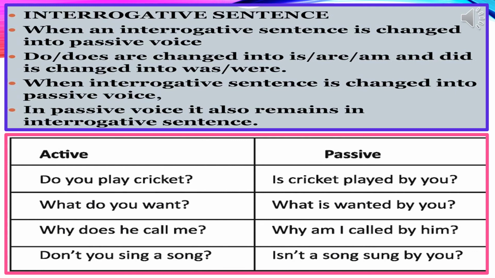Let us see some examples. Do you play cricket? See the passive form. Is cricket played by you? What do you want? What is wanted by you? Why does he call me? Why am I called by him? Don't you sing a song? Isn't a song sung by you?